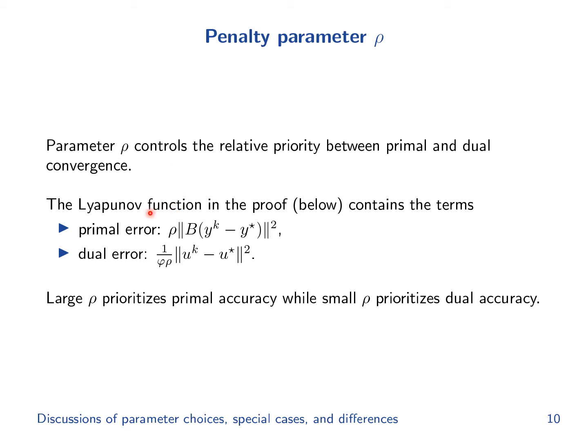Indeed, in the proof below, you will see the upper function contain a primal error term and a dual error term. The primal error term will have a factor rho, and the dual error term will have a factor 1 over rho. A larger rho prioritizes primal accuracy, which means the term without rho tends to reduce faster. And a smaller rho prioritizes the dual accuracy, which means the term without the factors in front of it tends to reduce faster.